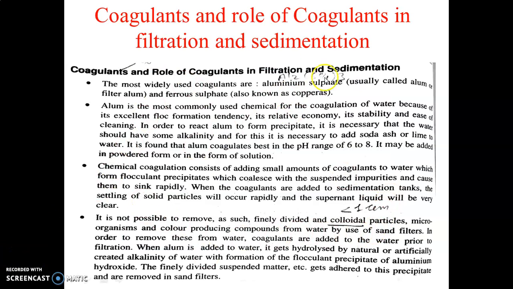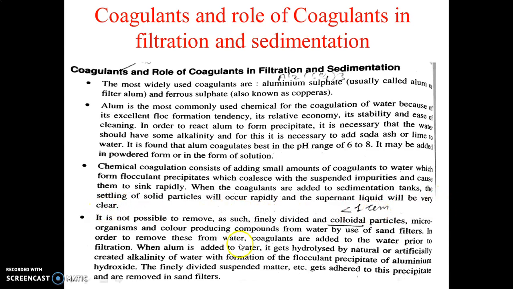The next part is coagulation, or coagulants. So what is meant by coagulation? Coagulation consists of adding a small amount of coagulants to water, which form a flocculating precipitate, which coalesces with the suspended impurities and causes them to sink rapidly. When the coagulants are added into the sedimentation tank, the settling of the solid particles will occur rapidly, and the supernatant liquid will be very clear.